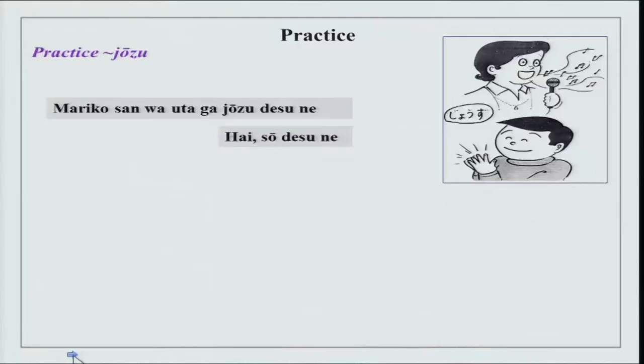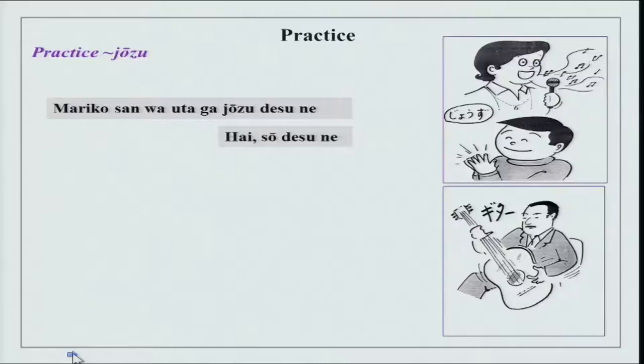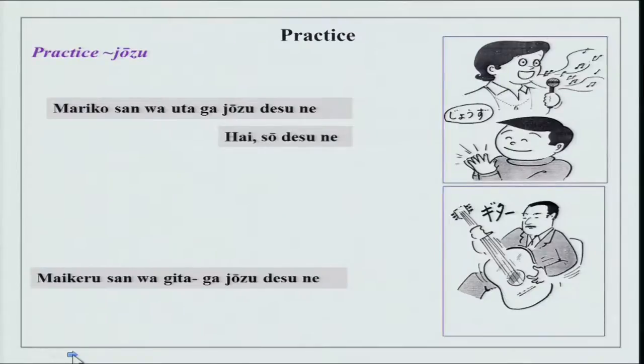And also when someone says that you are very good at something, you will always try to say mada mada desu. I still have to learn more. And you never say that I am very good at this. That's the Japanese people. You can see Michael-san over here, Michael-san wa gitaa ga jozu desu ne. Jozu desu ne. So, you can practice your conversation like this.